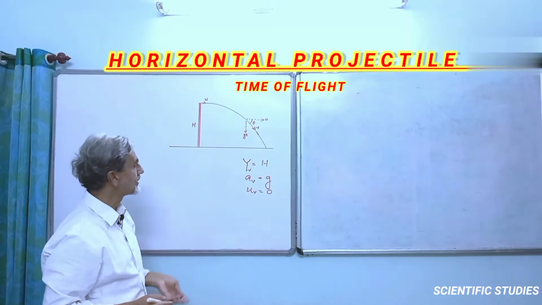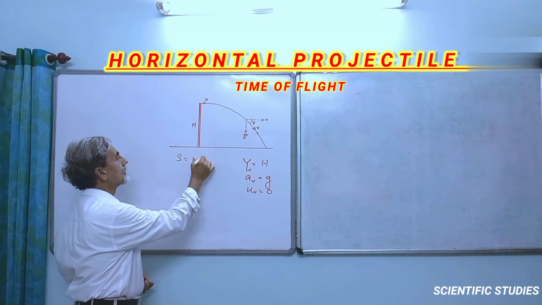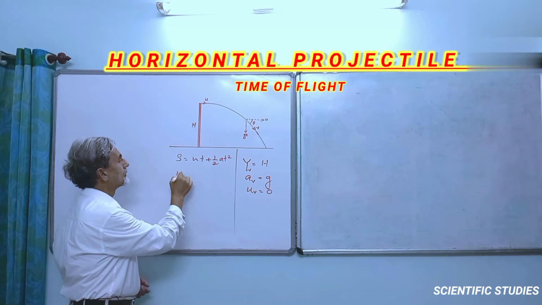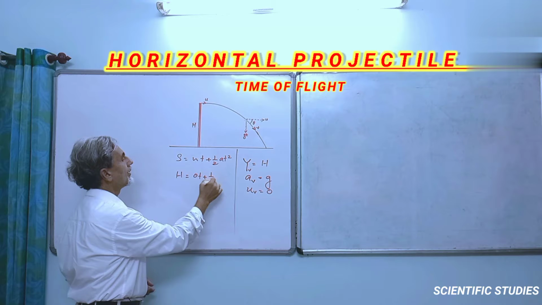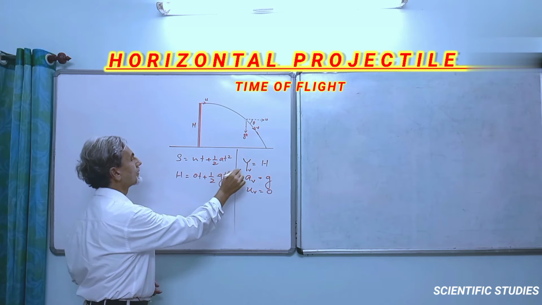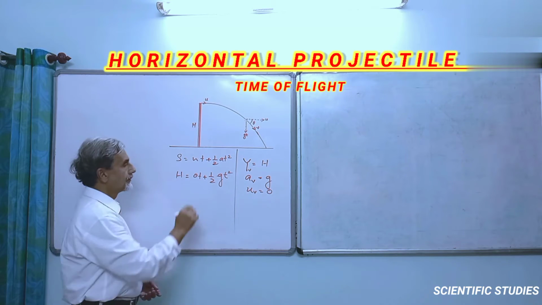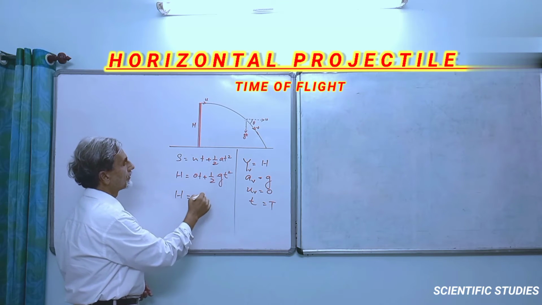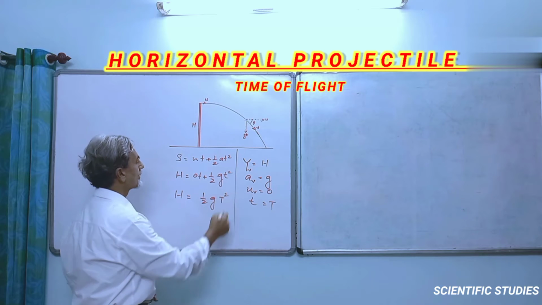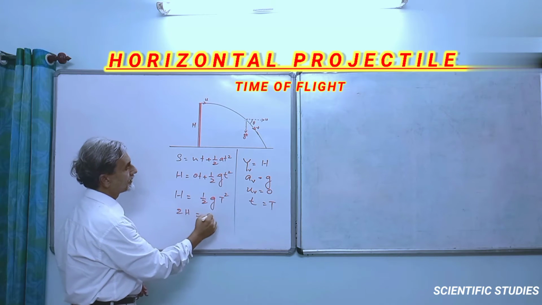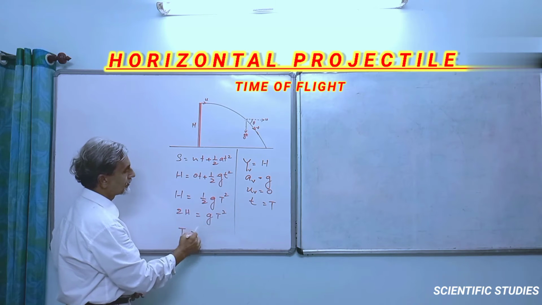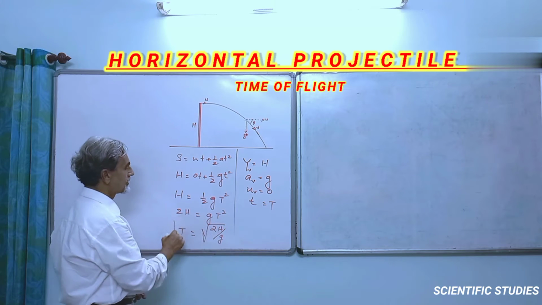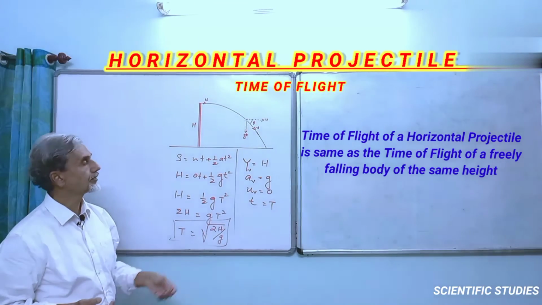Then by using the kinematic equation, s is equal to ut plus half at square, h is equal to 0t plus half gt square, in which t is the time of flight, that is h is equal to 1 by 2 g T square, that is 2h is equal to gT square, that is T is equal to root of 2h by g. This is the expression for the time of flight of the projectile.